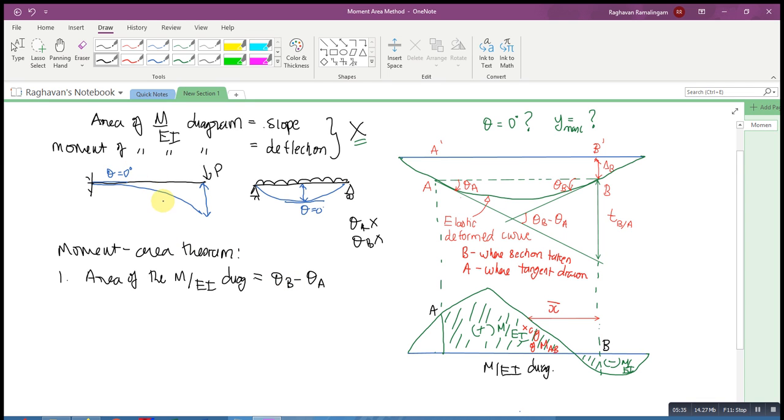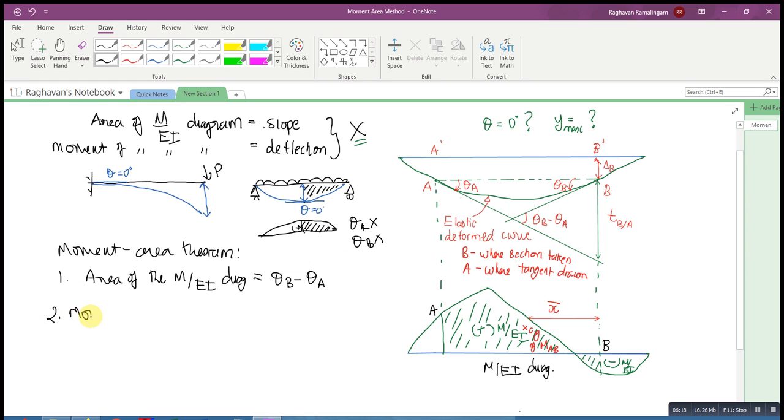That is why simply saying the area of the M by EI diagram is the slope works in a case like this. Similarly, if I take the area of the BMD in this region, and this is the deflected shape, and say this has an M by EI diagram like this, then if I take this area, the moment of the M by EI diagram will give me the deflection, because at this point theta is 0. It is only in these cases that theta A or theta B becomes 0. But in general, it is going to be the difference of the slope at the 2 points.